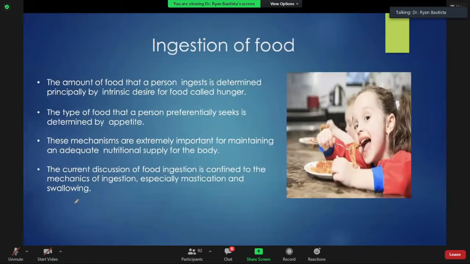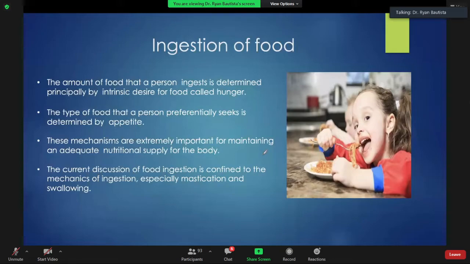So ingestion of food. The amount of food that a person ingests is determined principally by an intrinsic desire for food called hunger. The type of food that the person preferentially seeks is determined by the appetite. These mechanisms are extremely important for maintaining an adequate nutritional supply for the body.